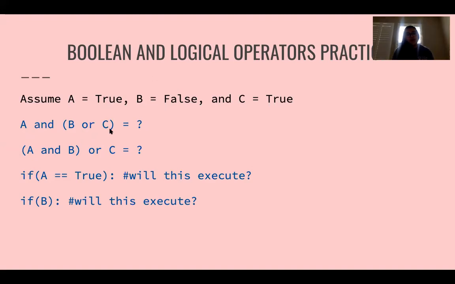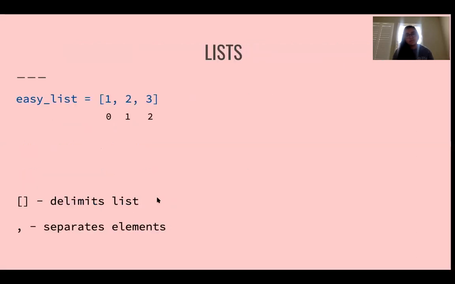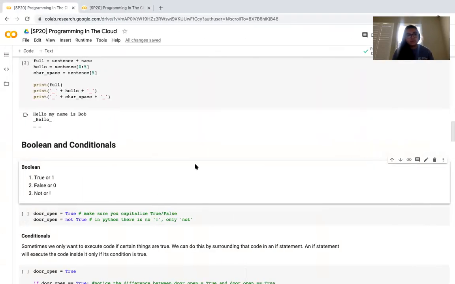Okay, so if you have a conditional in this way, then if you have true equal to true, this will evaluate to true, and the conditional would execute. And if you have just B, it's if false, so the conditional would not execute. So now we're gonna move on to.